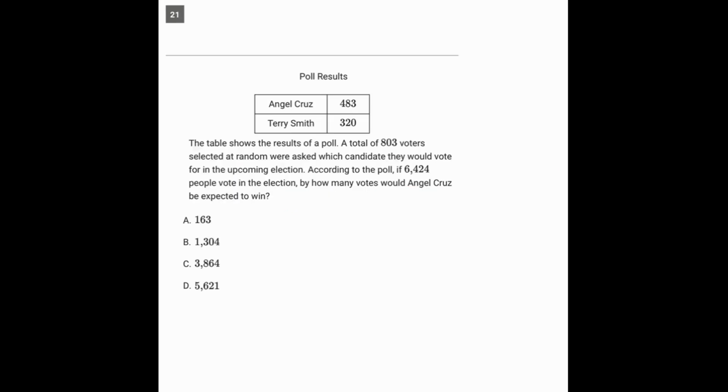Now going over to question 21, here we have a sample that was taken out of a population where they were asking people who they would vote for, and then we're being asked to scale that out into the bigger population. So let's just rewrite the chart down here. For Cruz, 483, and for Smith, 320. The total is 803. Now, from the whole population, the total there is 6,424. And we can call Cruz's amount of the vote X and Smith's, we can call that Y.